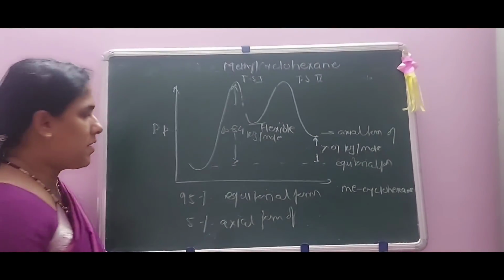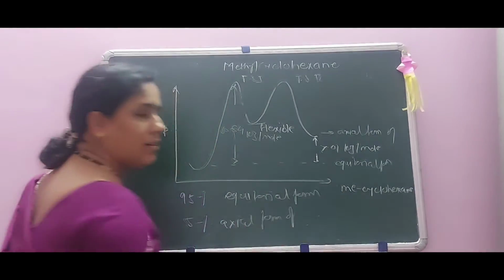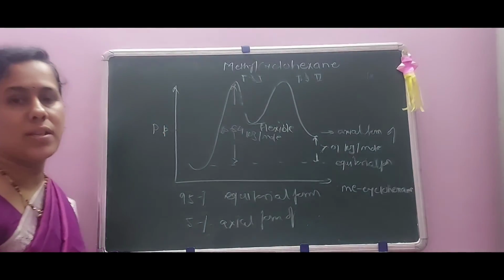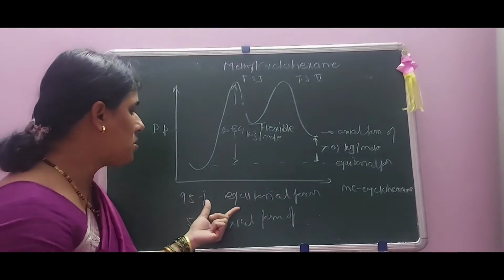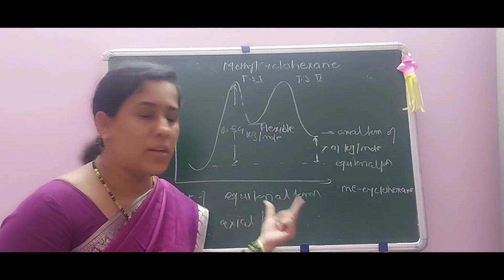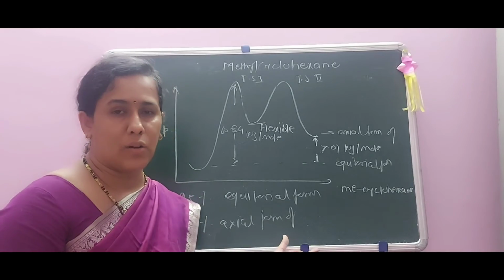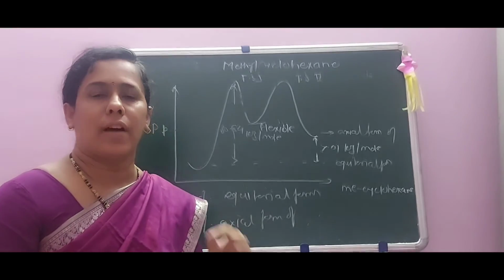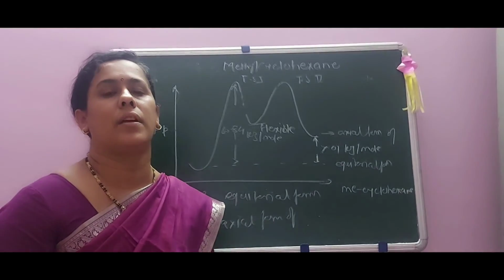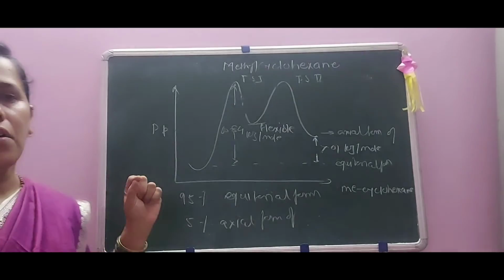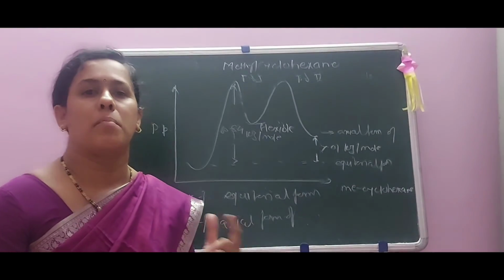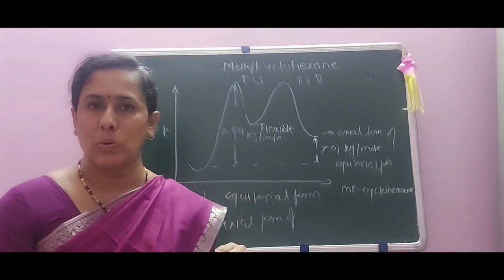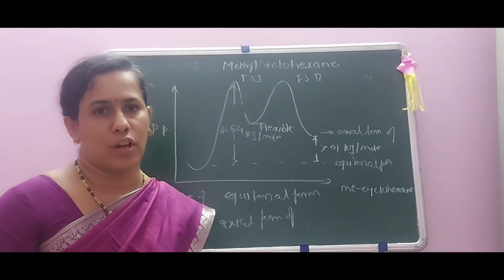Thus, about 95% of the equatorial form of methyl cyclohexane will be stable, and 5% of the axial form is stable. Therefore, the most stable form of methyl cyclohexane is the equatorial form. In comparison with hydrogen, the methyl group is very bulky. Therefore, it can't occupy the axial position, so as to minimize the repulsive diaxial interactions. The methyl group tries to fix at the equatorial position.